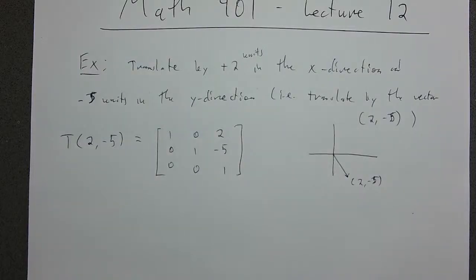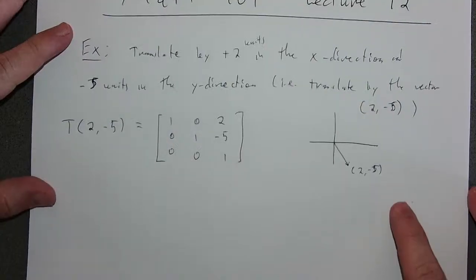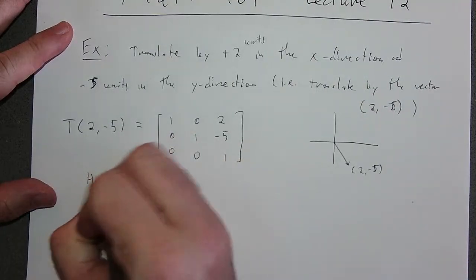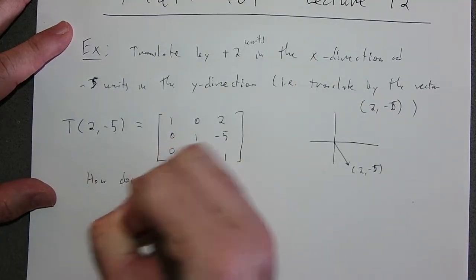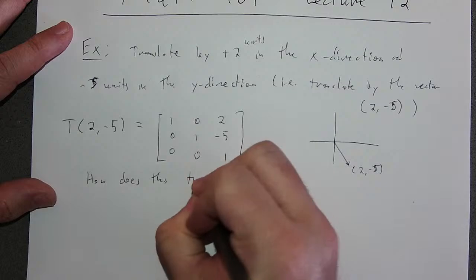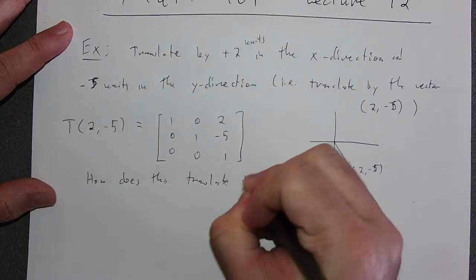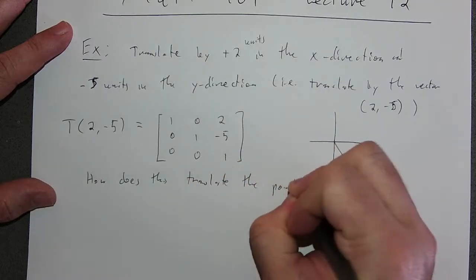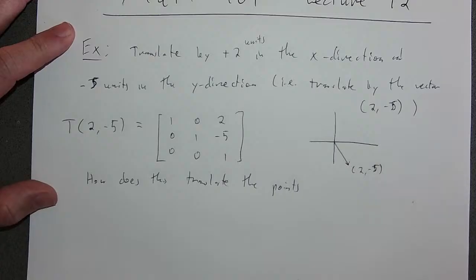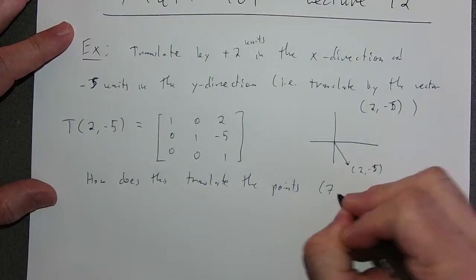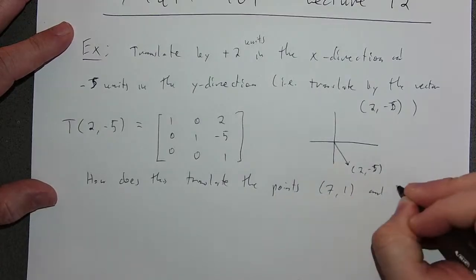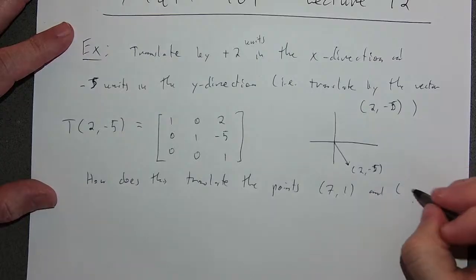So how does this translate the points? We'll say (7, 1) and (-3, 0).